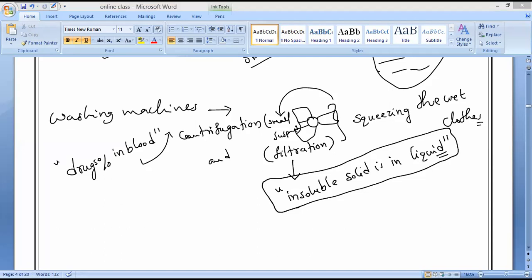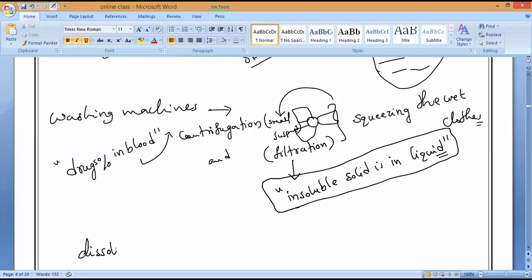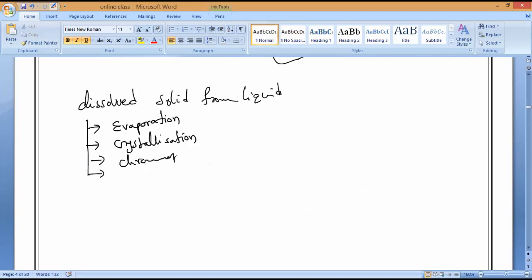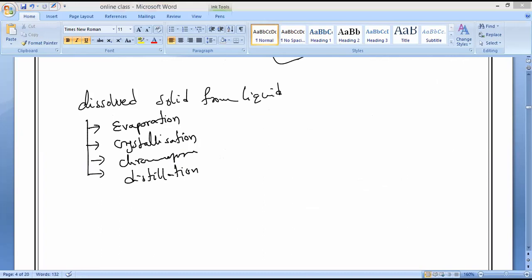So what are the separation techniques to separate a dissolved solid from a liquid? Anybody can tell me? What techniques can we use, guys? The remaining techniques we have, you should tell me. That is evaporation. Next, crystallization, and the next one, chromatography. The last one is called distillation. So these are the techniques we are going to use. To separate what, guys? Anybody can tell me?